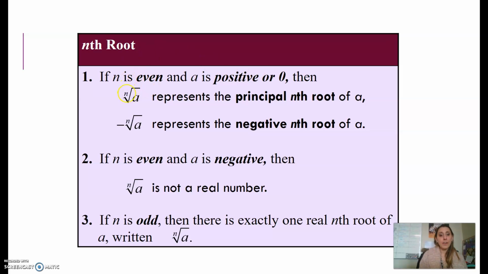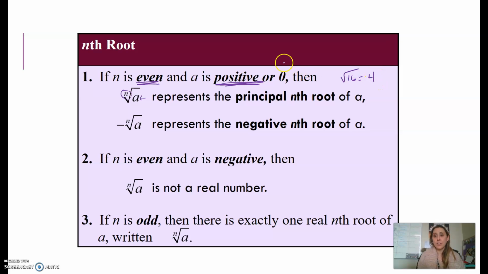So if our n, this right here, is even, and our radicand, or the number underneath the radical, is positive, then we are going to have an answer. So a good example of that would be like the square root of 16. Well, that is equal to 4.